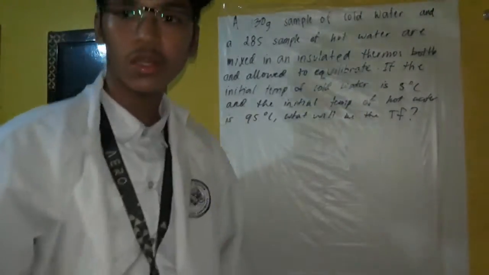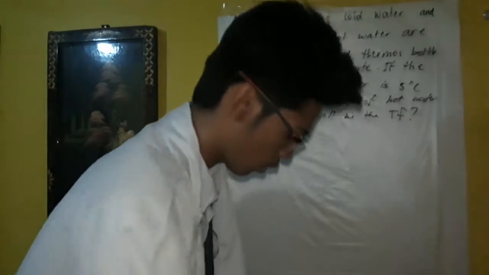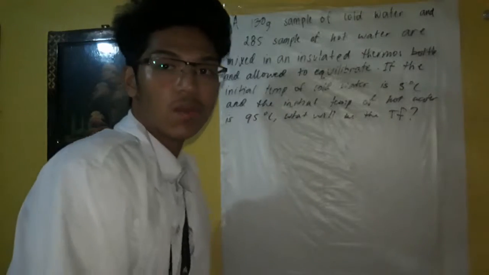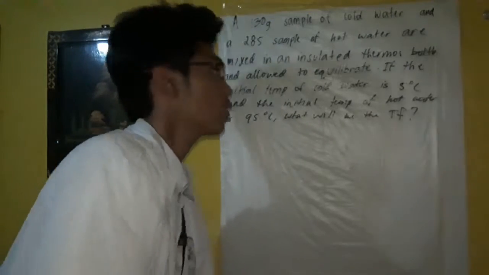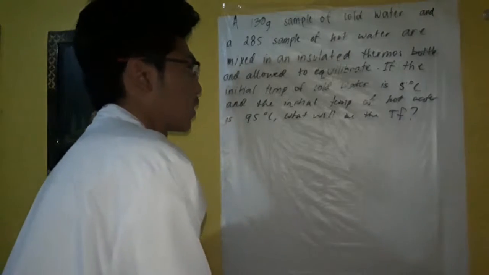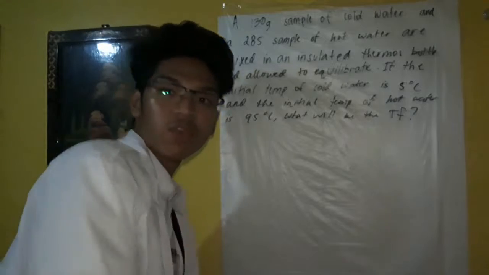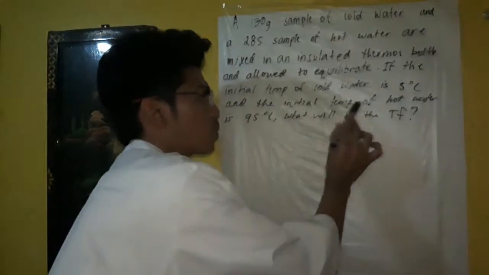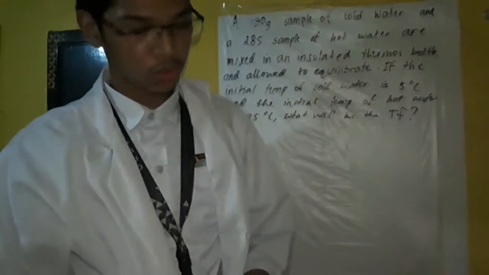We are now at the third one, where we will solve for the final temperature. This is our problem: a 130 gram sample of cold water and a 285 gram sample of hot water are mixed in an insulated thermos bottle and allowed to equilibrate. If the initial temperature of the cold water is 5 degrees Celsius and the initial temperature of the hot water is 95 degrees Celsius, what will be the final temperature?